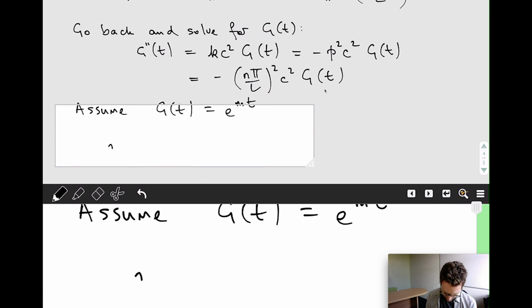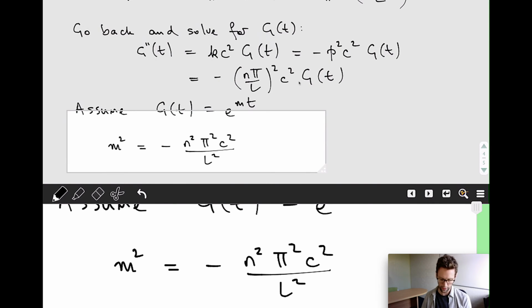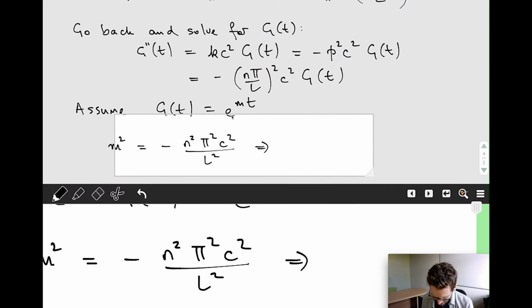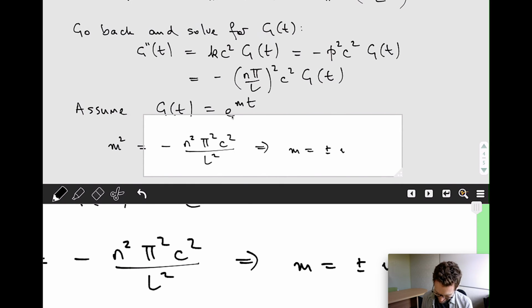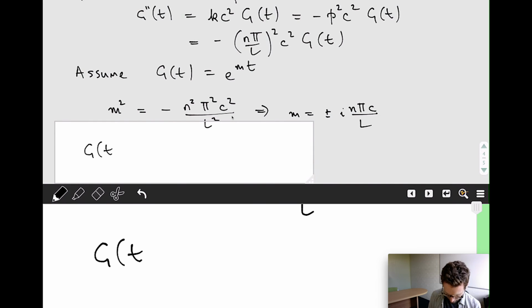So that means that every derivative of g with respect to t is going to give me a power of m. So my characteristic equation is going to become m squared, so the two derivatives of g is equal to minus all this stuff. So minus n squared pi squared c squared over L squared. So again, that's just writing down the characteristic equation, assuming that g of t goes like an exponential. So this also has imaginary solutions. So m is equal to plus or minus i times the square root of all that stuff, which means that g of t also looks like sines and cosines.